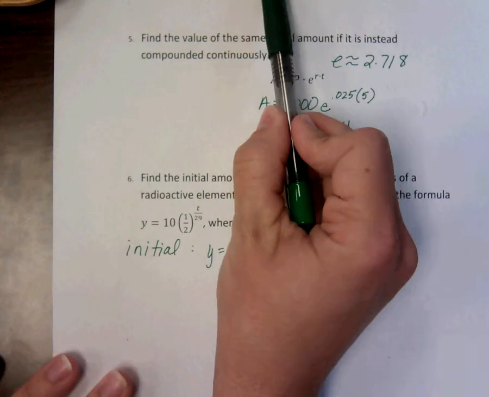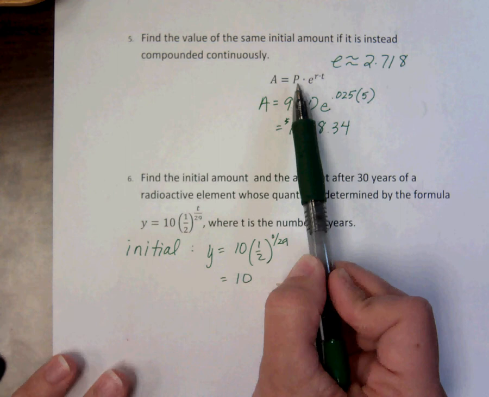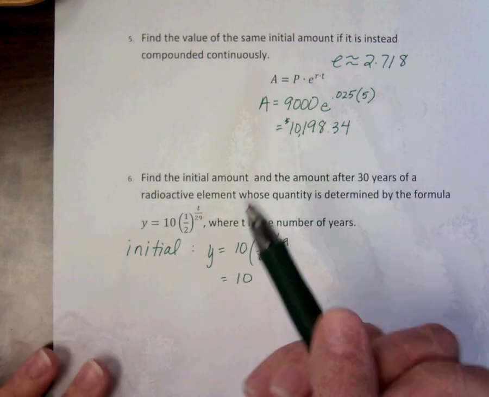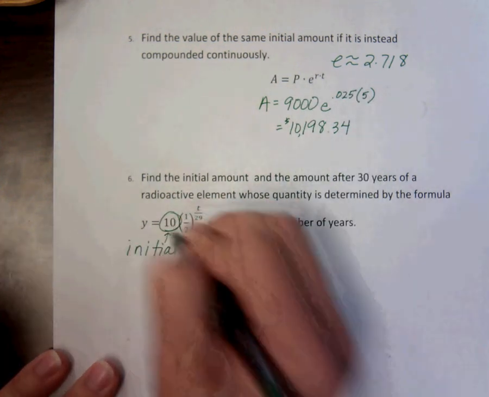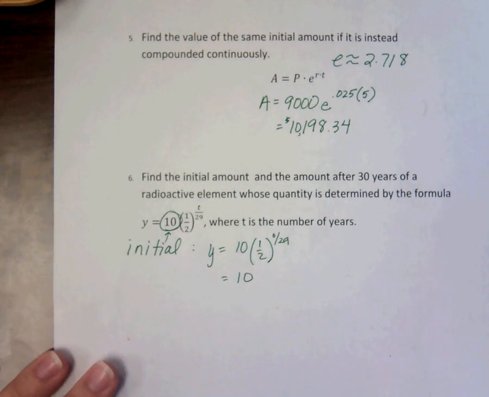That's how your formula is set up. Think about your p-value here and your p-value here. Your initial amount is like that coefficient, that lead coefficient. So this should be your initial amount in exponential formulas.